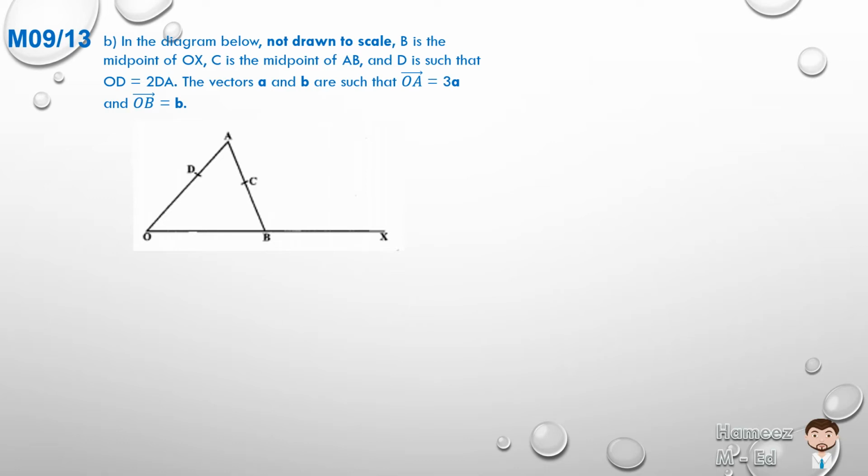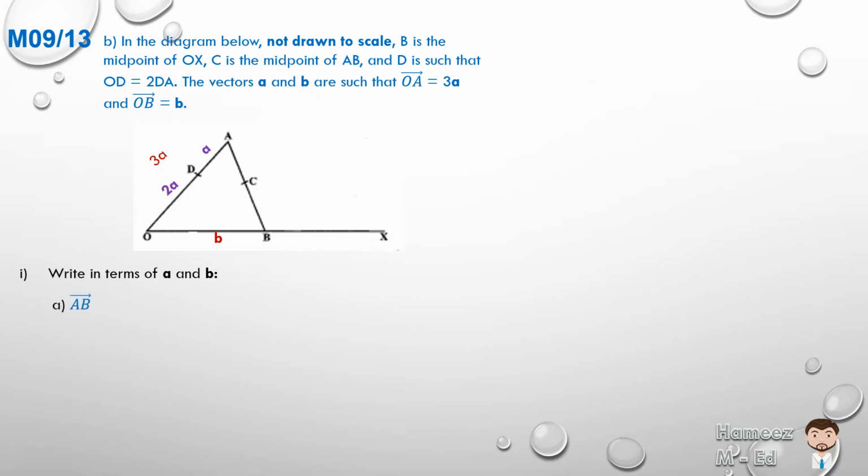The vectors a and b are such that OA is equal to 3a. So let's put that in. And OB is equal to b. So if OA is equal to 3a and OD is twice as long as DA, then we can say OD is 2a and DA is a. Now, write in terms of a and b, the vector AB.